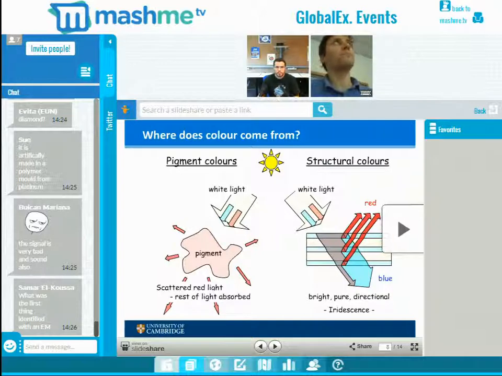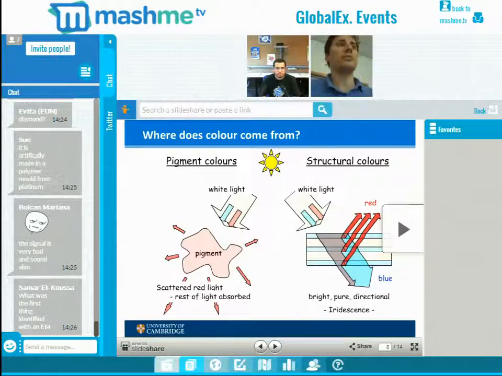For example, leaves of plants appear to be green because the chlorophyll absorbs mainly the blue and the red color, and the green color is reflected. So this is totally different.